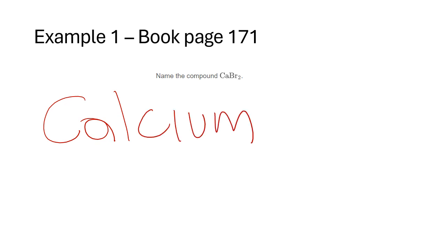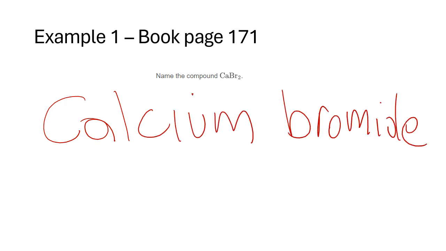Okay, so here, name the compound. So if you know the charge, then no Roman numeral. Look at your periodic table, calcium's in group 2. We know the charge. So it is calcium bromide.